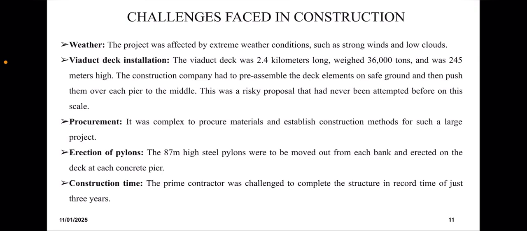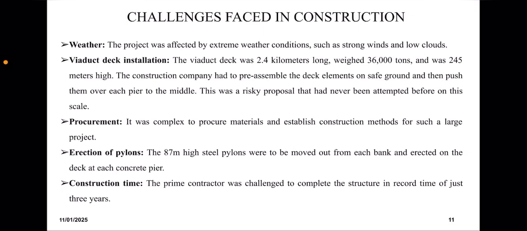The work was affected by extreme weather conditions such as strong winds and low clouds. The installation was also a major problem. The viaduct deck was 2.4 kilometers long, weighed 36,000 tons, and was 245 meters high. The construction company had to pre-assemble the deck elements on safe ground and then push them over each pier to the middle. This was a risky proposal that had never been attempted before on this scale.